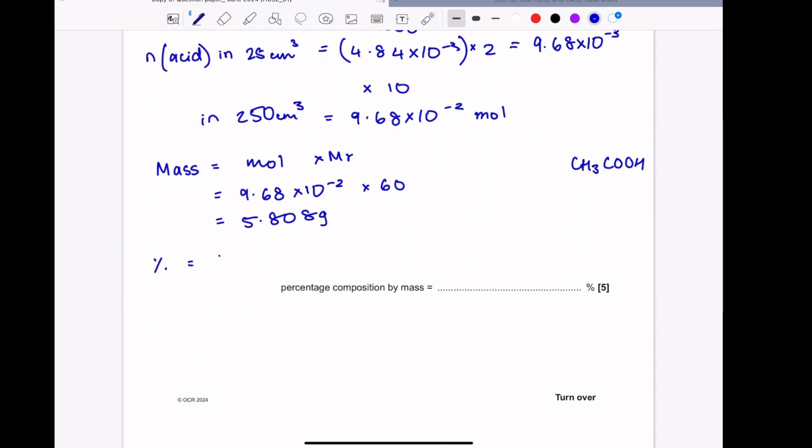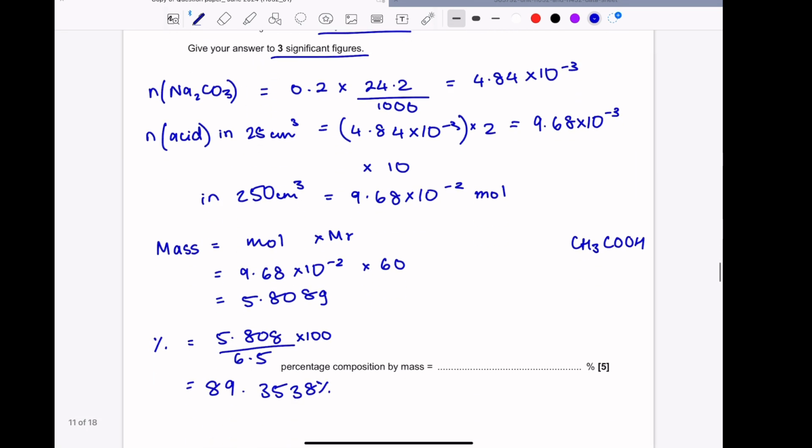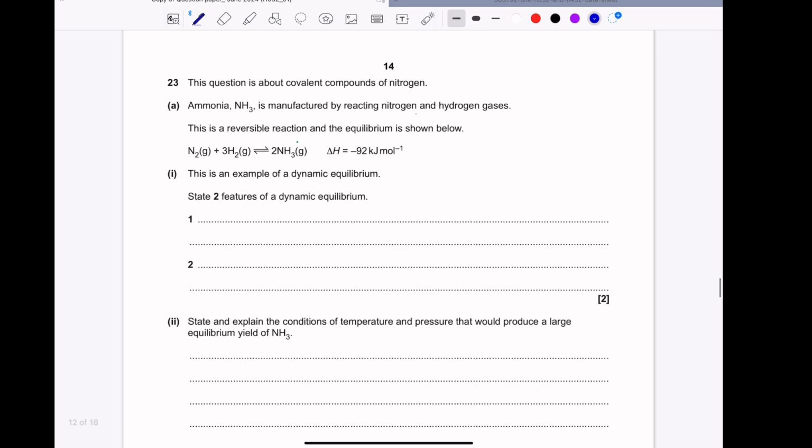Then the percentage by mass is this divided by the total mass, which was 6.5. So the percentage is 5.808 divided by 6.5, times 100, and that would be equal to 89.3538%. It says 3 significant figures, so that's 89.4% as the answer.